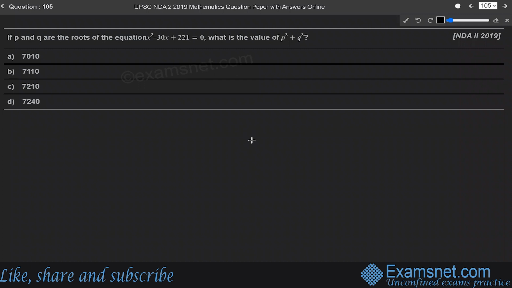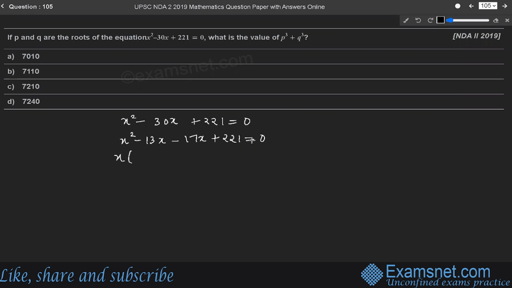Next question is, if P and Q are the roots of the equation x square minus 30x plus 221 is equal to 0, what is the value of PQ plus QQ? So, by factorizing this equation, it can be written as x square minus 13x minus 17x plus 221 is equal to 0.